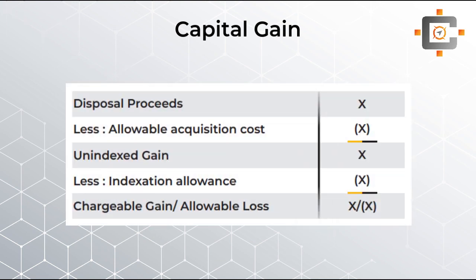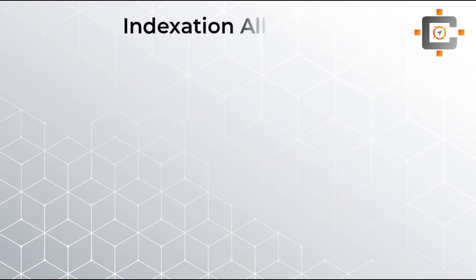Here, students, the pro forma for capital gain is almost similar, but there is only one difference, and that is the indexation allowance. Students, you can see on the screen that there is one additional deduction, which is the indexation allowance. Now, students, what does indexation allowance mean?